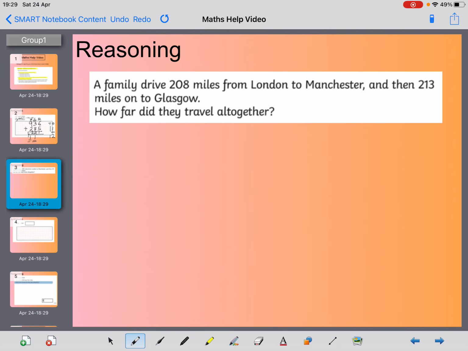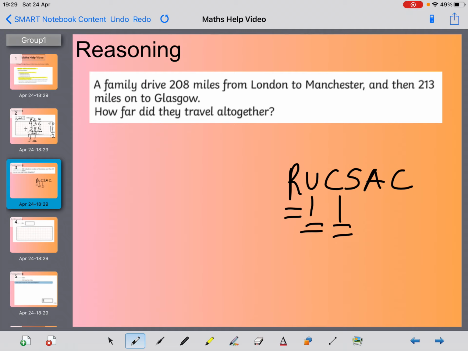Here we have a reasoning problem. For every reasoning problem, we always use the rucksack to help us. The R stands for reading the question, then we underline the keywords, then we check the calculation that we need to use, then we solve it, then we answer it, and then check with an inverse. So I am going to read the question. A family drive 208 miles from London to Manchester and then 213 miles on to Glasgow. How far do they travel altogether?